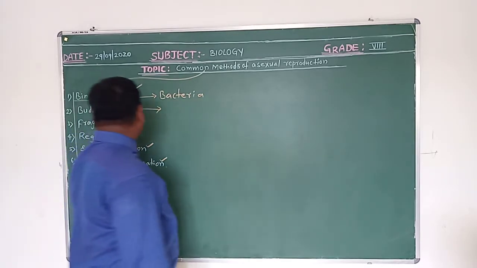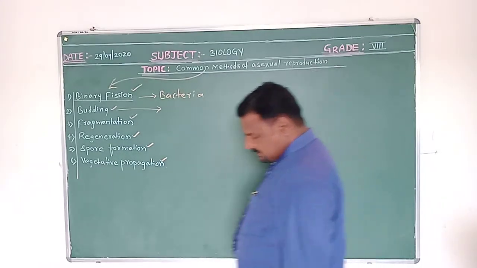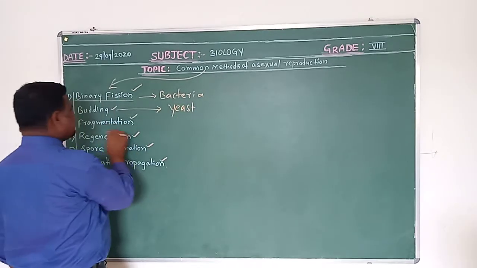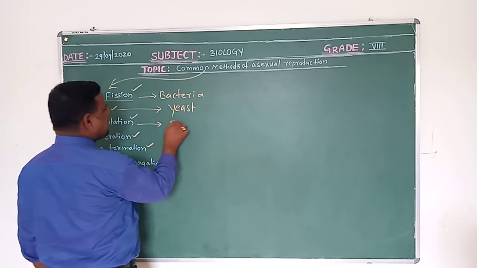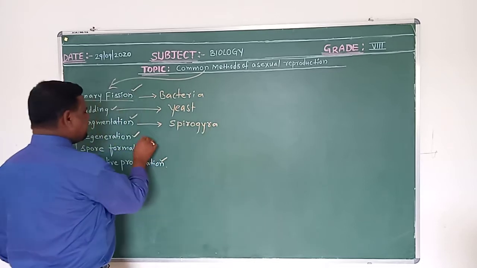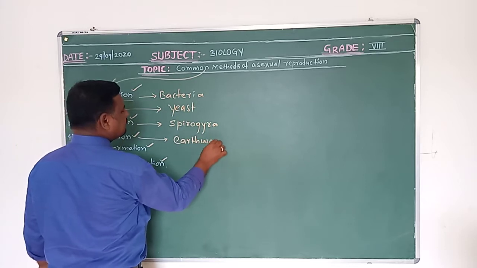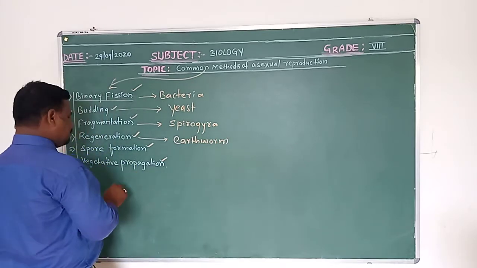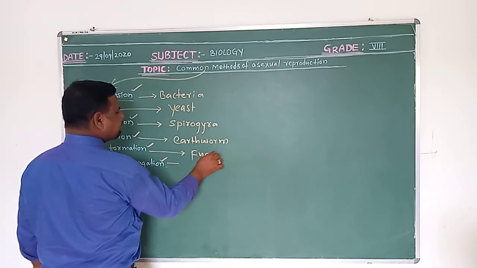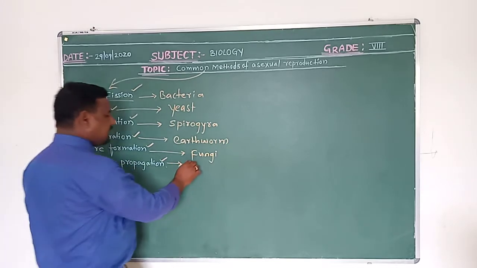So which organism reproduces by binary fission method? Bacteria. Who reproduces by budding process? Organism like yeast. And who reproduces by fragmentation? Spirogyra. Who reproduces by regeneration? You can take earthworm. And spore formation in fungi. And this one, last, vegetative propagation, you can take plants.